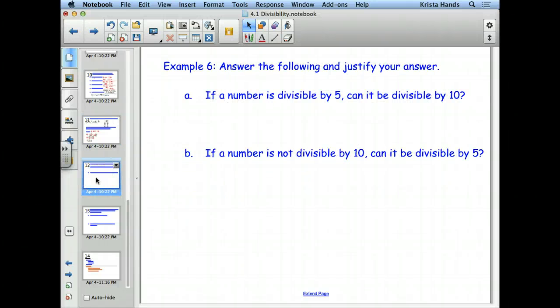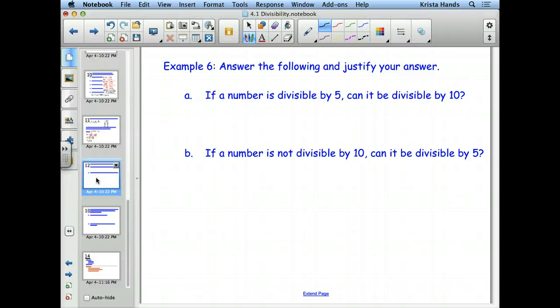Justify your answer always means it's like when I fill the test, explain, right? So we're going to have to explain why on this particular one. Answer the following and justify your answer. If a number is divisible by 5, can it be divisible by 10? It can be, sure. So yes, it can be.